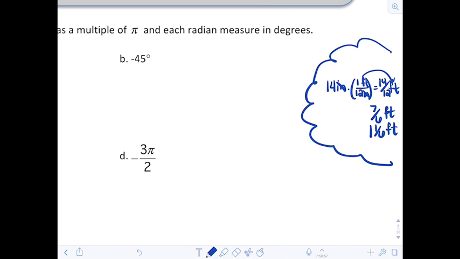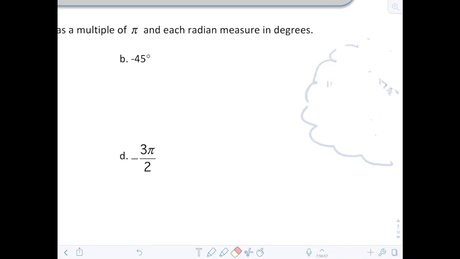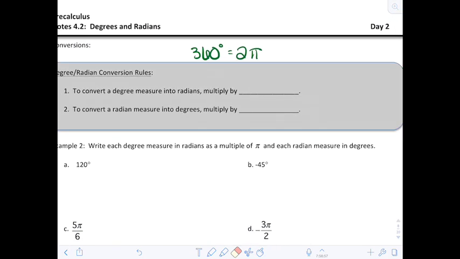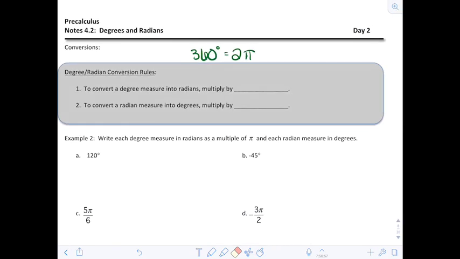So we're going to use the same concept to convert degrees to radians. That was just to help explain why we're going to do what we do here. If I want to convert a degree measure into radians, I'm going to multiply by pi over 180 degrees. Those represent the same amount. Pi is halfway around the circle, and so is 180 degrees.